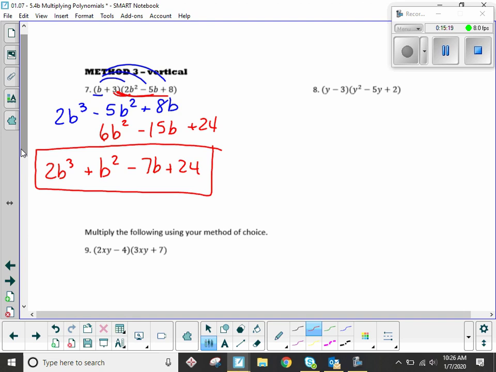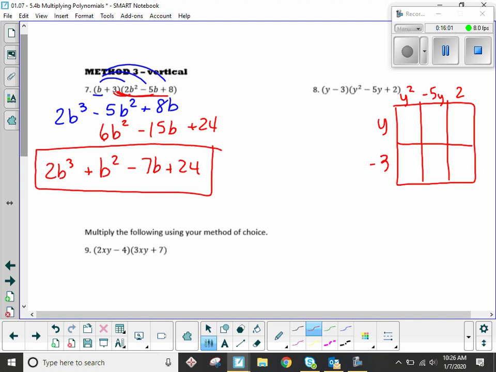And then for number 8, for all you boxers out there that like the box method, you're just going to make a grid with as many rows as you need for each expression. Like in one direction, you're going to need 2 rows for the y and the -3, and in the other direction, you're going to need 3 rows because that has 3 terms. So you're just going to make a box. I'm going to put my 3 going like that. And then that trinomial, I put each term above one of the columns. And then going down, I put my binomial with each of those rows.